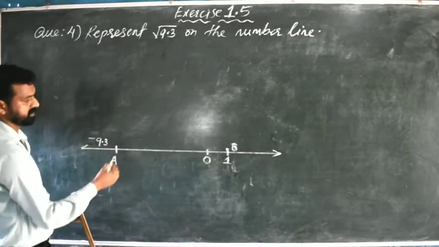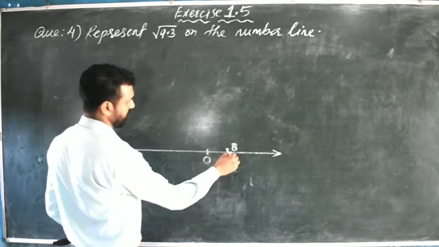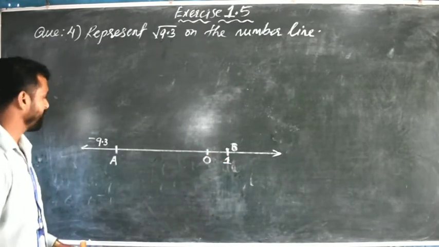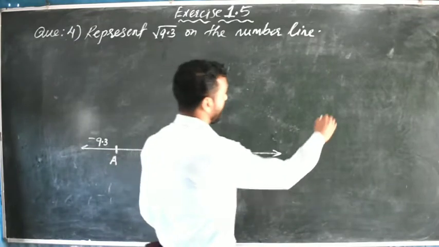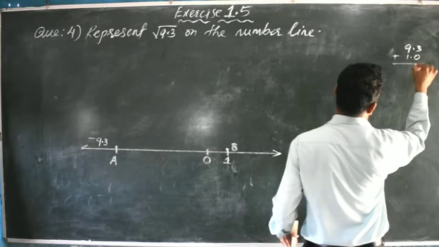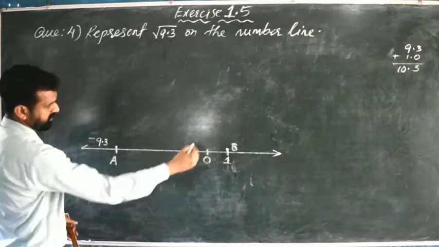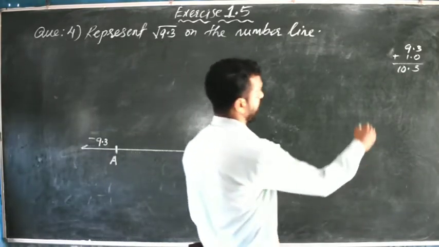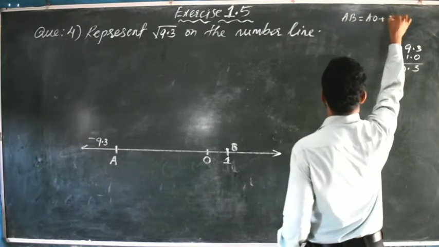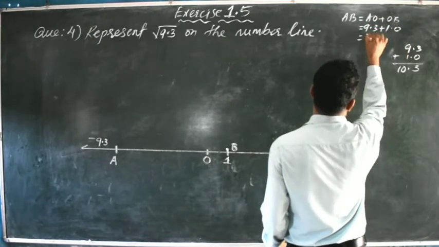From here to here we have measured 9.3 centimeter. O to A is 9.3 centimeter and O to 1 is 1 centimeter. So total how much is there? Total it is 9.3 plus 1, that is 10.3. AB is equal to AO plus OB, that is equal to 9.3 plus 1, that is equal to 10.3.